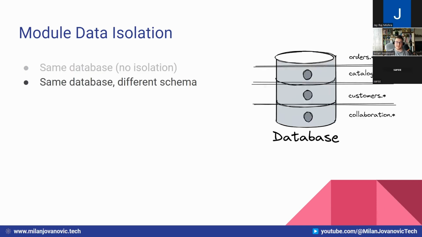So you should at least be doing logical separation, which is you're still using the same database for your modules, but you're using a different schema. So in our example, we would have the orders, catalog, customers, and collaboration schemas. And now it's pretty clear which tables belong to which module.